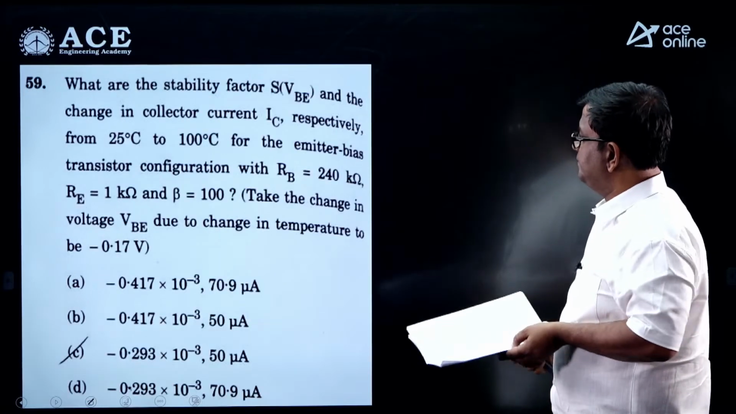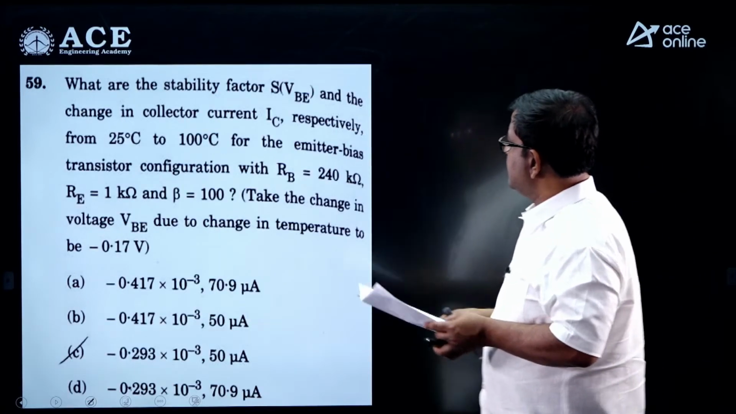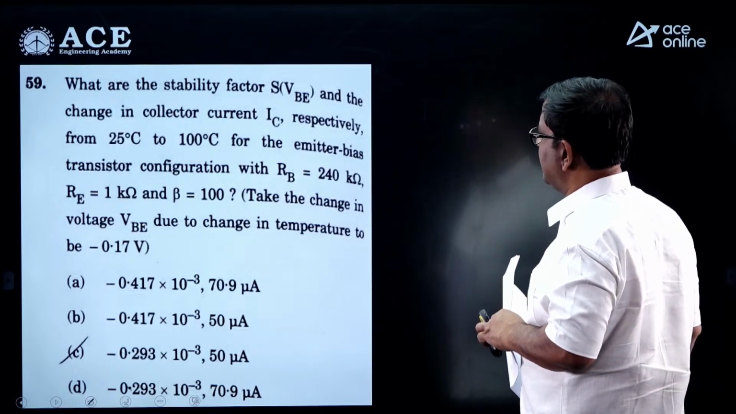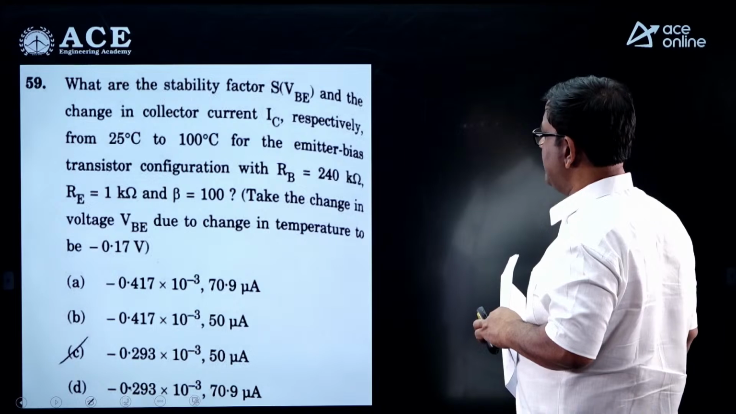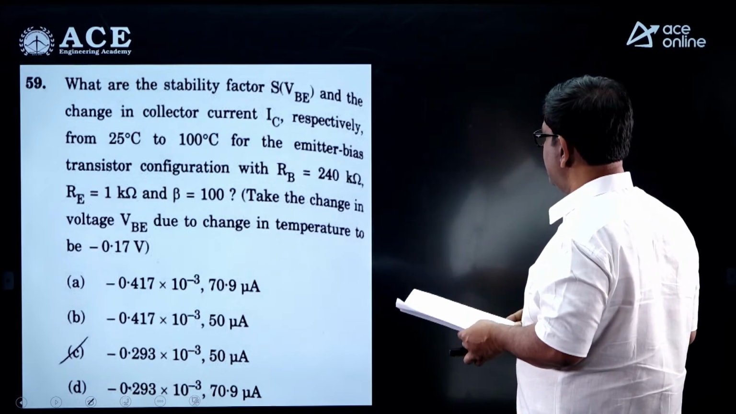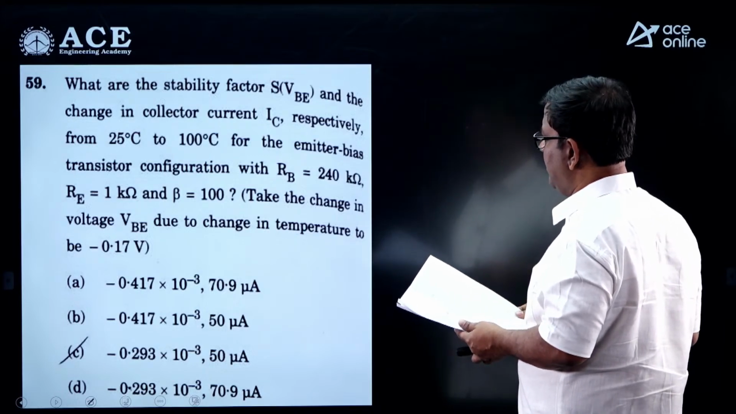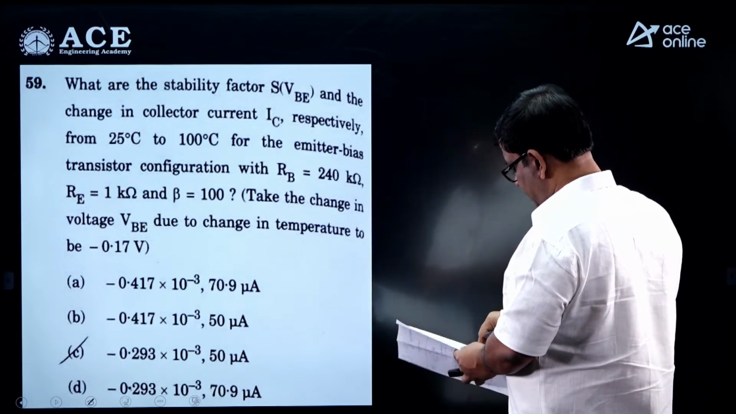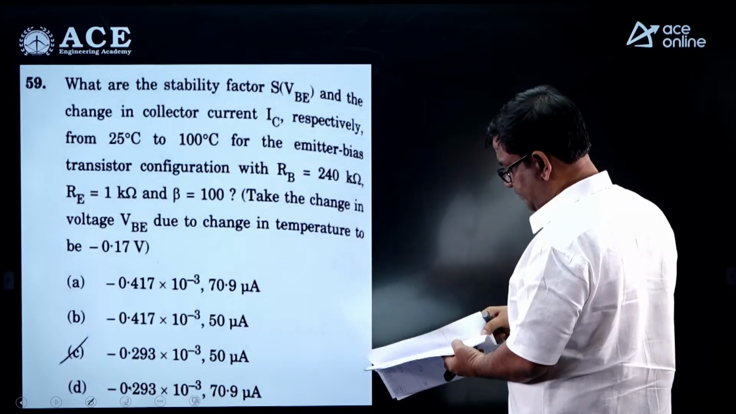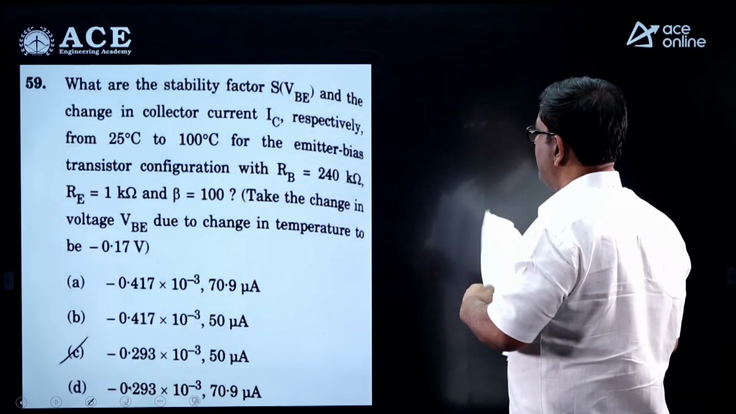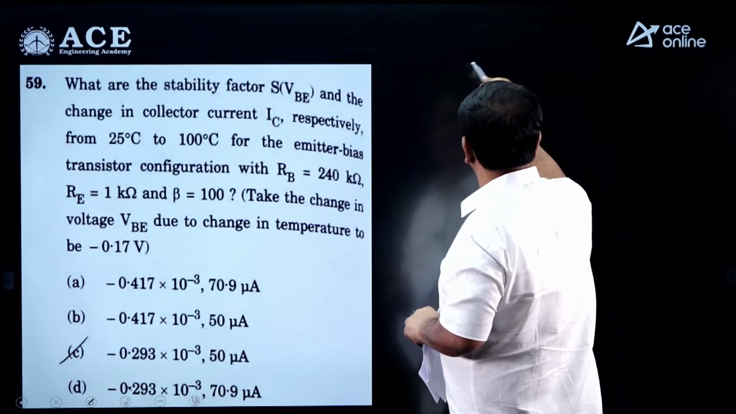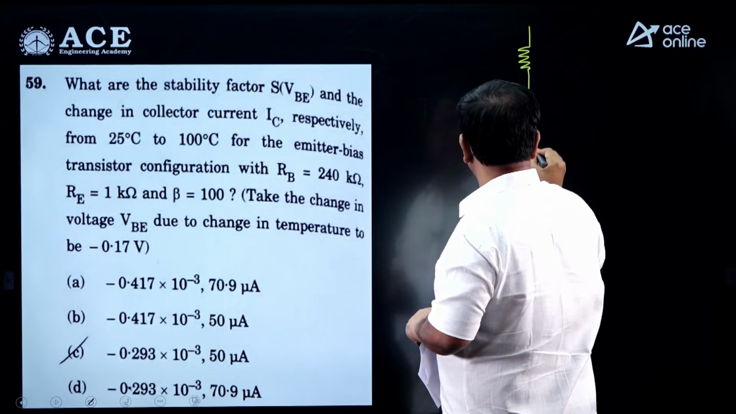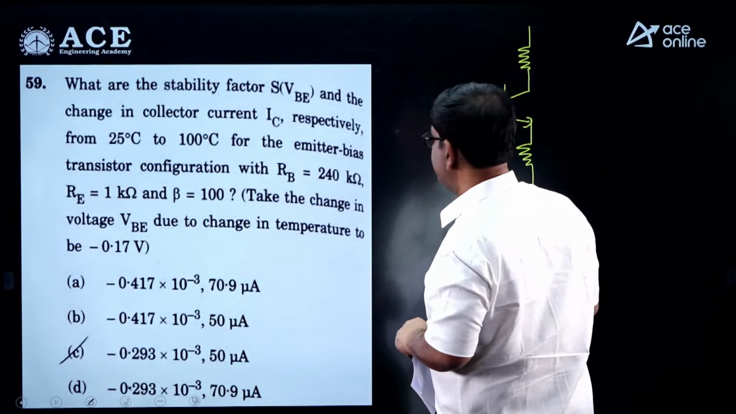Next, so what are the stability factors and the change in collector current respectively for the emitter bias transistor configuration with RB equal to 240K, RE is this. So I have drawn the circuit and I have calculated it. So let me draw the circuit here. RC is not given. RE is given, which is 1 kilo ohm.